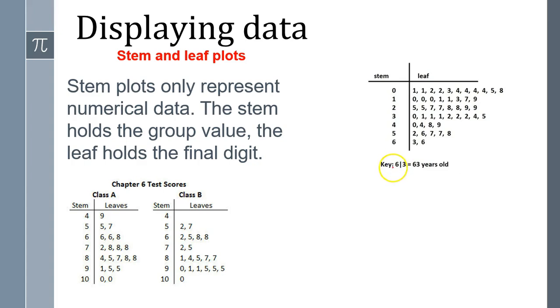So here you can see that 6-3 is 63 years old. So here the 6 and the 3, that's 63 years old. This here with the 6 would be 66 years. This would be 40 years. This would be 27 years. This would be 1 year, 4 years, 10 years, 27.